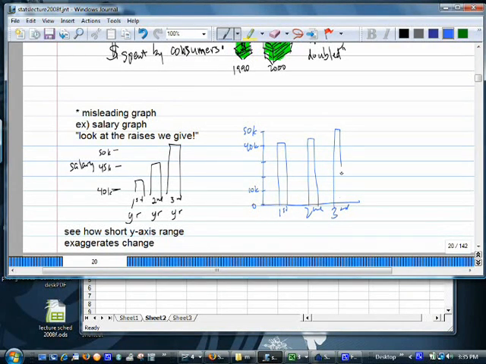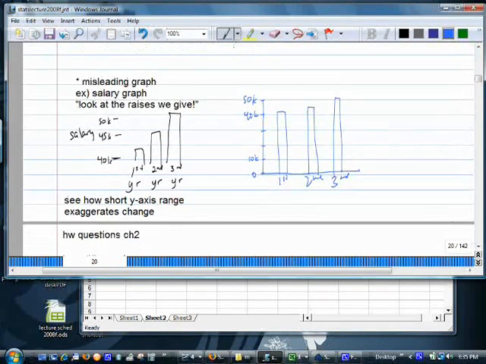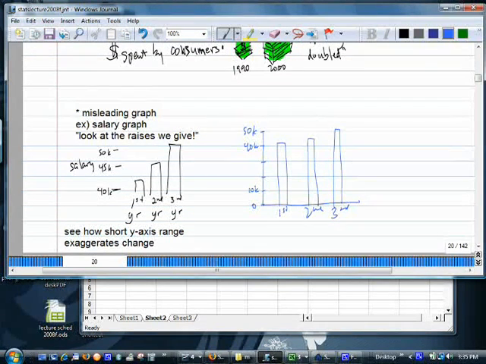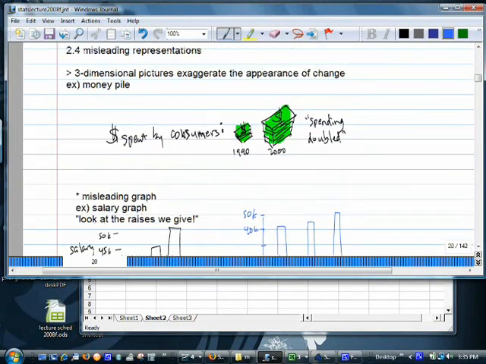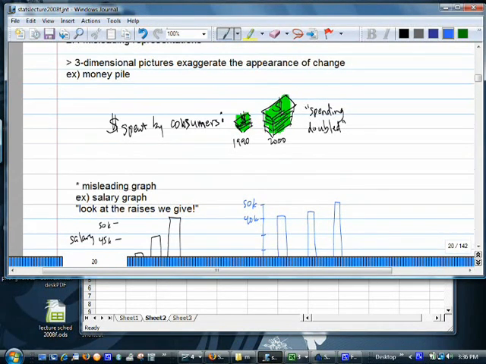Okay. That's why I didn't say it's a false graph. It's a misleading graph. So the first one used a 3D picture to exaggerate change, and this one by not starting at 0 and using a short y-axis range, that also exaggerates the change. And you'll see when you do your homework problems, you'll see all the different ways that this sort of thing can be used.